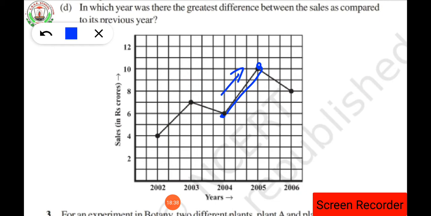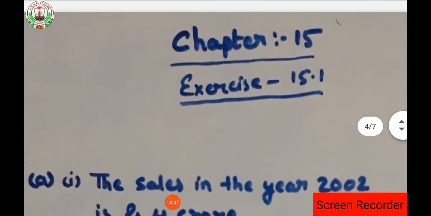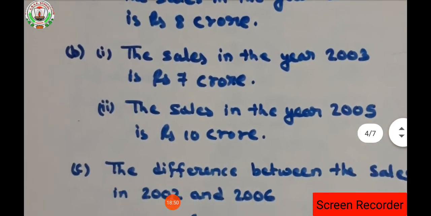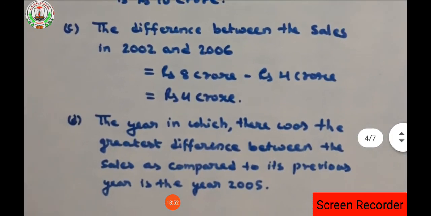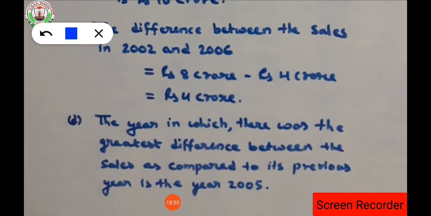So here lots of profit is being made by the company, isn't it? So which year is that? That year is 2005. Clear? Because here it is asking about the previous year, that's why. So the answer for the D part of the question is 2005 compared to the previous year. So the year in which there was the greatest difference between the sales as compared to its previous year is 2005. Clear? I think beforehand I said 2004, but here the answer will be 2005.